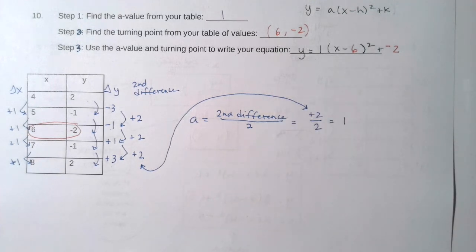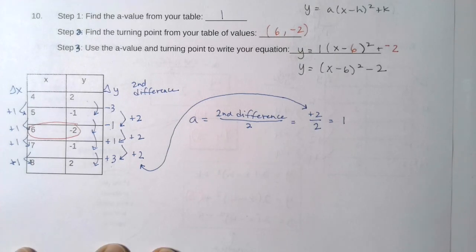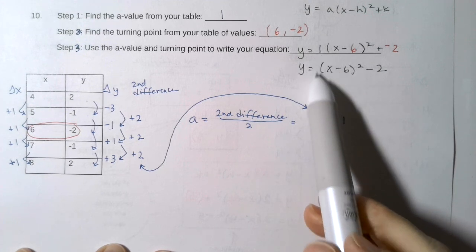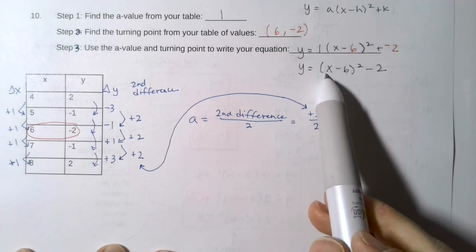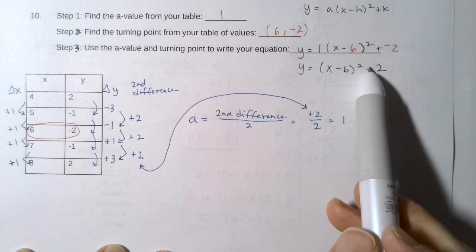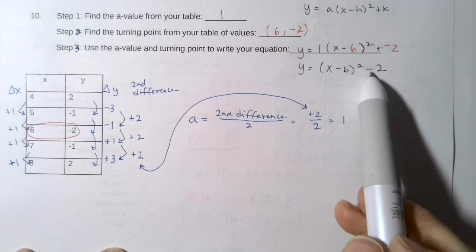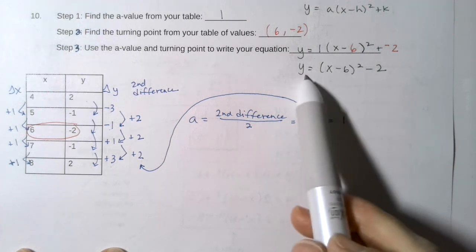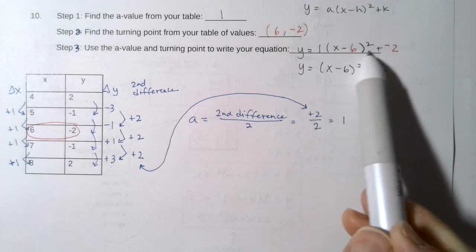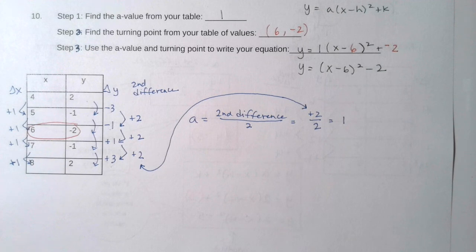And then I rewrite that to be in a little bit smoother math language. We don't always put the 1 out in front, so y equals the quantity x minus 6 squared. And then instead of adding a negative, that's the same thing as subtracting 2. So this is how you're going to see the equation most often, even though mathematically the one above is correct as well.